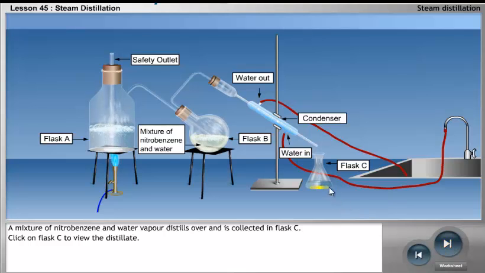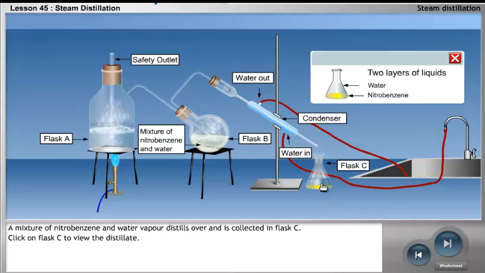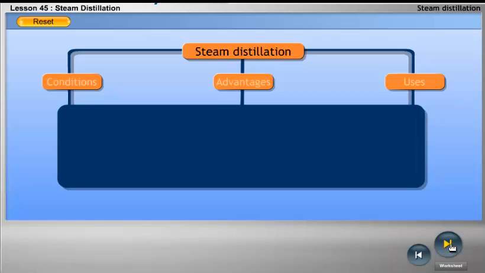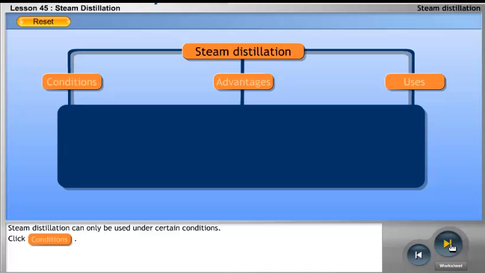Click on flask C to view the distillate. Flask C contains water and a separate layer of pure nitrobenzene. The nitrobenzene can be separated using a separating funnel. Steam distillation can only be used under certain conditions. Click the Conditions button.